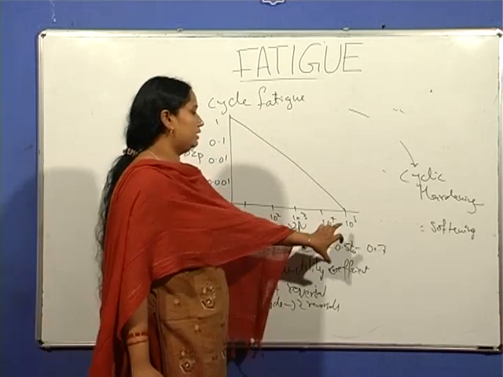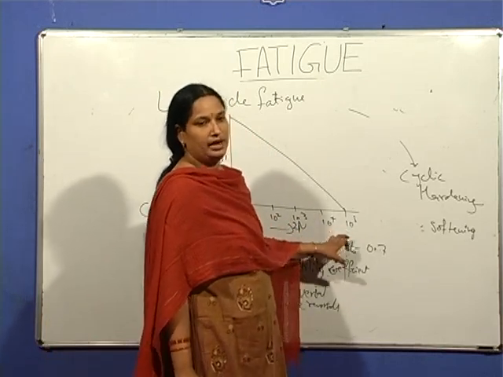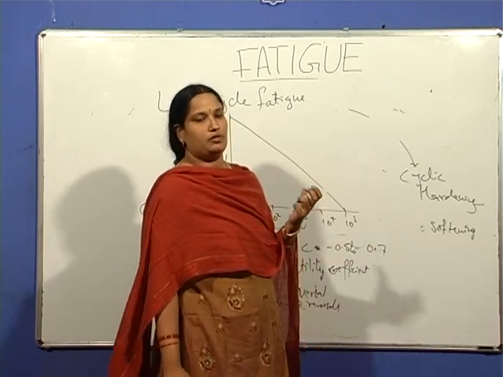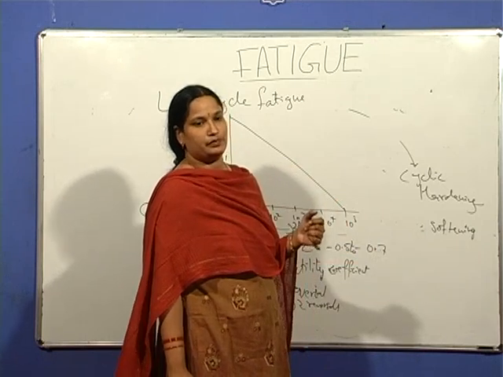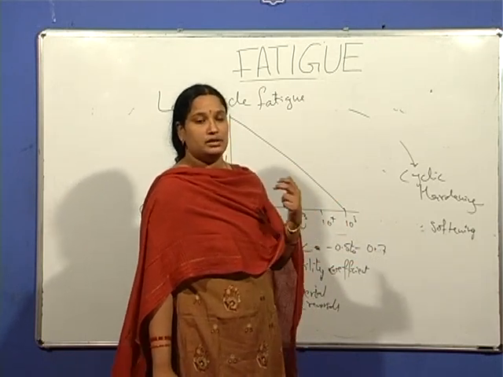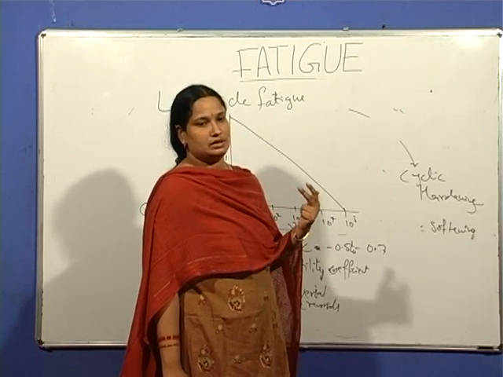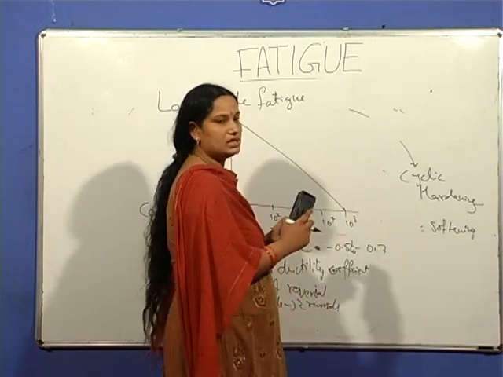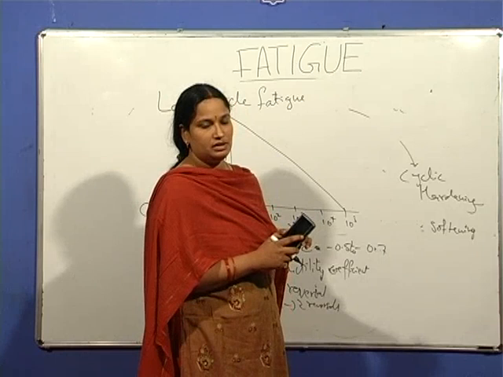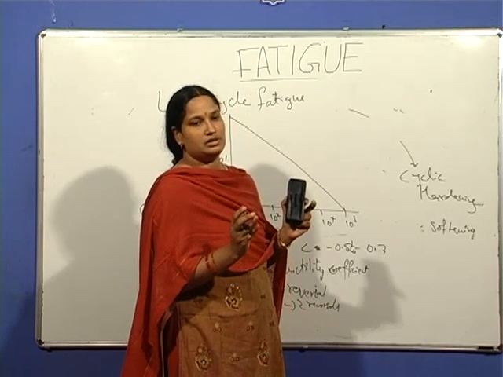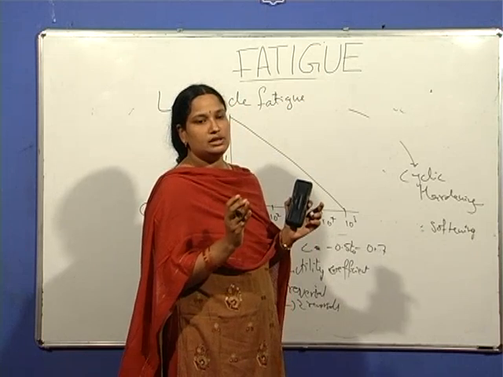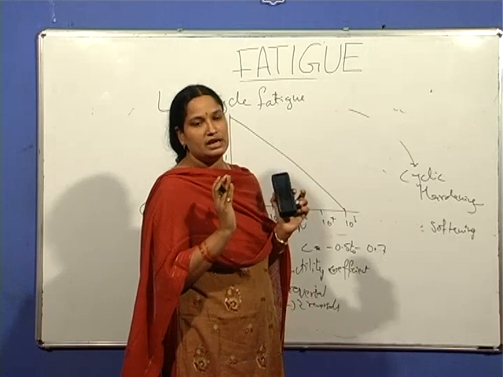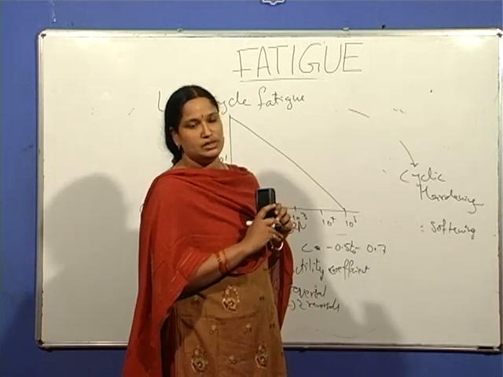So in low cycle fatigue, the number of cycles is low and the stresses are higher, whereas in the case of high cycle fatigue, the stresses are low, the strains are low, and the number of cycles to failure is high. So combining both the low cycle fatigue and the high cycle fatigue, one can get an equation which represents the total strain life of a component when it is subjected to cyclic loading.